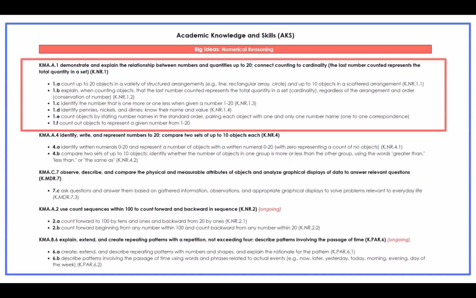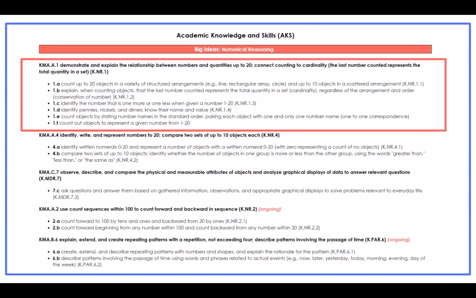Unit 3 kicks off with AKS 1. We have previously worked with this AKS in Unit 1 when we counted sets of up to 10 objects. In Unit 3, we will describe and explain the relationship between numbers and quantities up to 20. Our IOAs help us better understand how students will show mastery of counting sets of objects. To count, students must count objects by stating number names in the standard order, pairing each object with one and only one number name, which is listed in IOA 1.E.